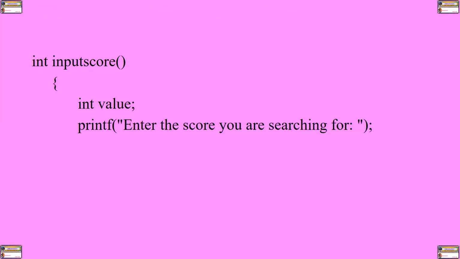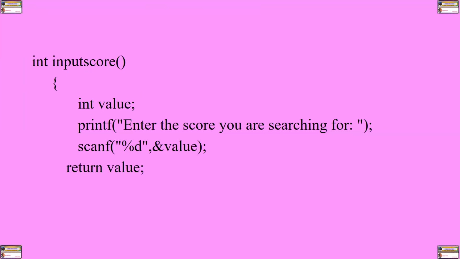Next, the processor is being told to display the following statement on the screen: Enter the score you are searching for. So this message will be displayed on the screen. Next, the processor is being told to read the value which is going to be entered by the user. That value should be read and assigned in the memory location called value, and the data which is supposed to be read is of type integer.